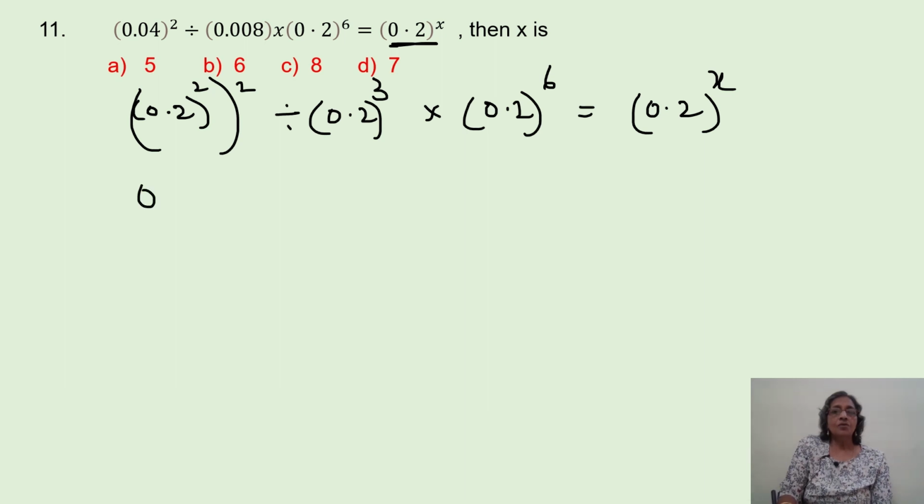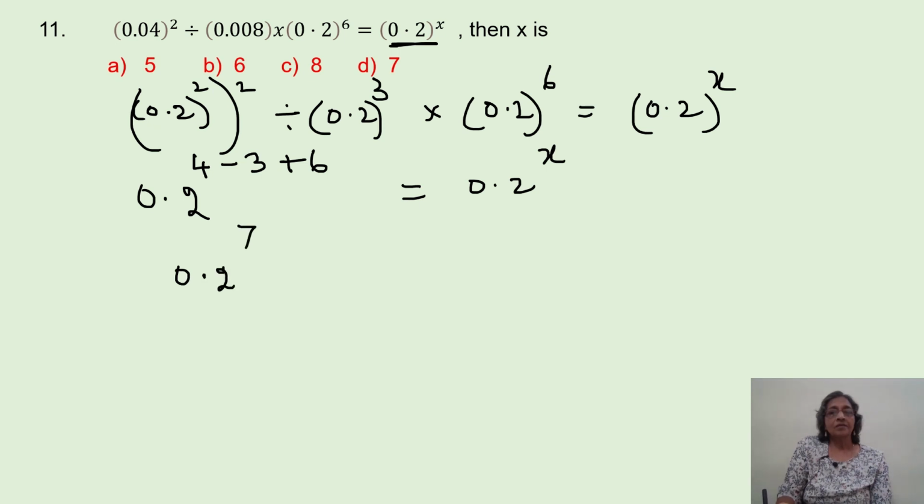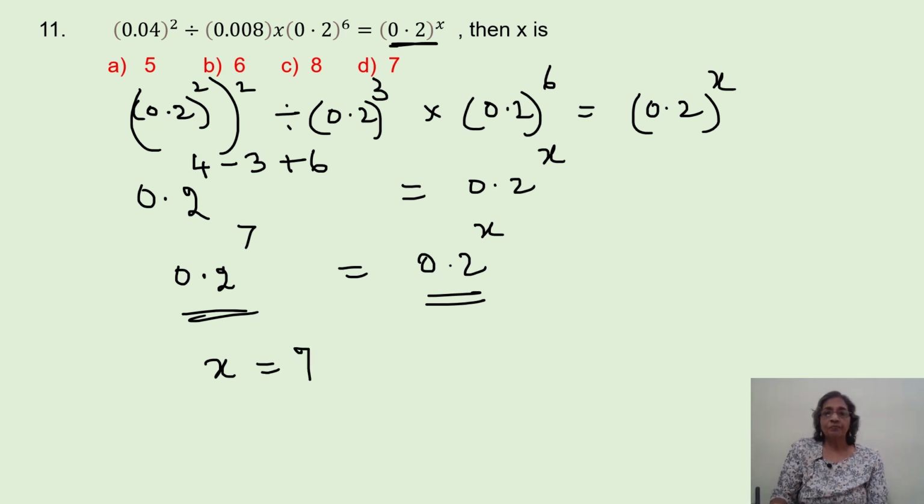Alright, so now everything on your LHS has been converted to the base 0.2. So this would be 4. There is a division, so this becomes a minus. Multiplication, this would become plus. And now here the bases are the same. So index numbers are going to be equal. So x will be equal to 7. So our D option is going to be the correct one.